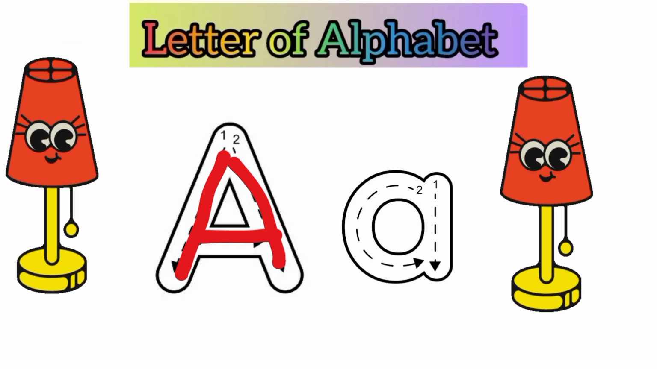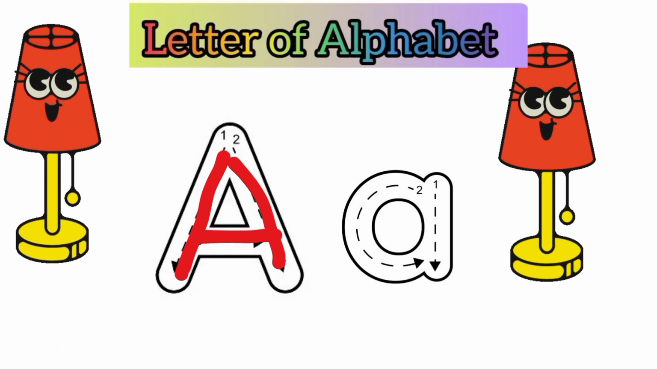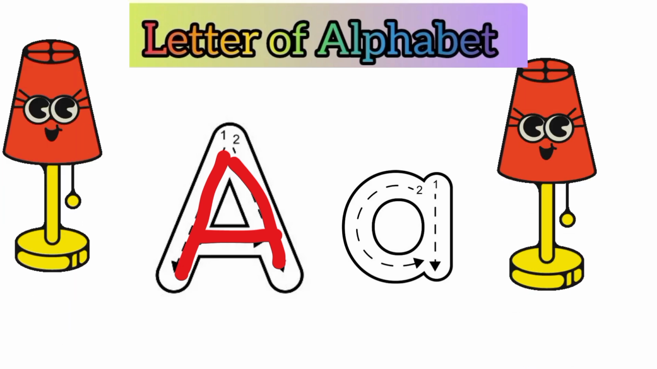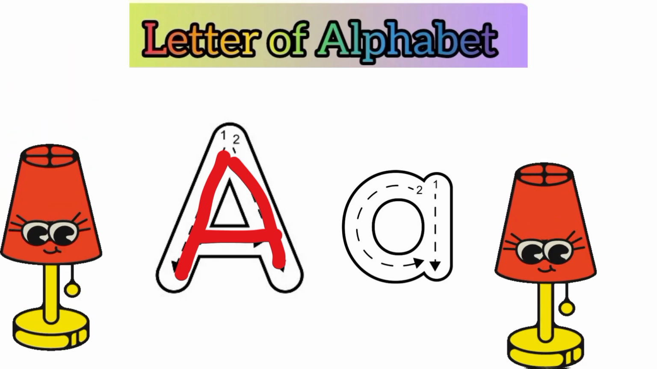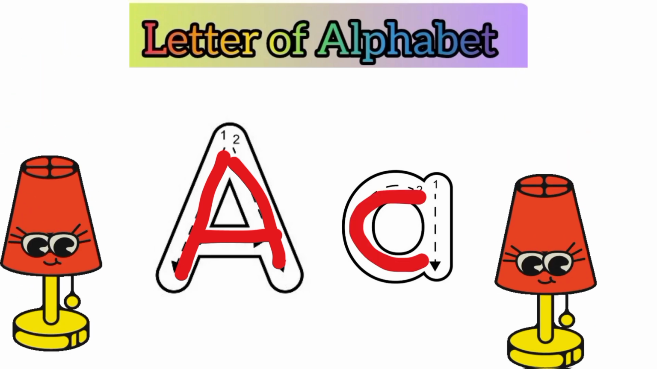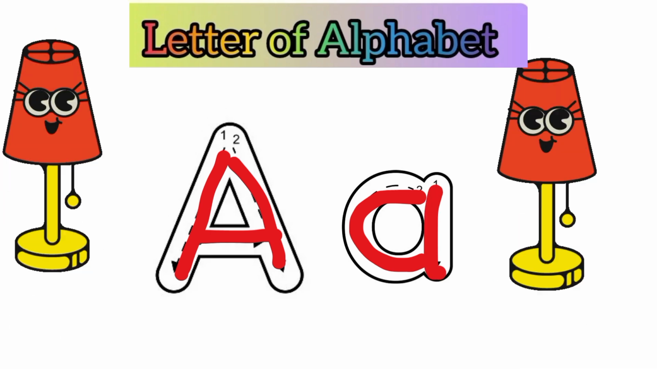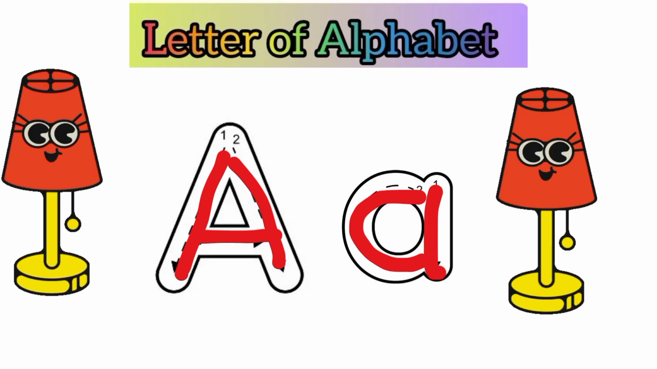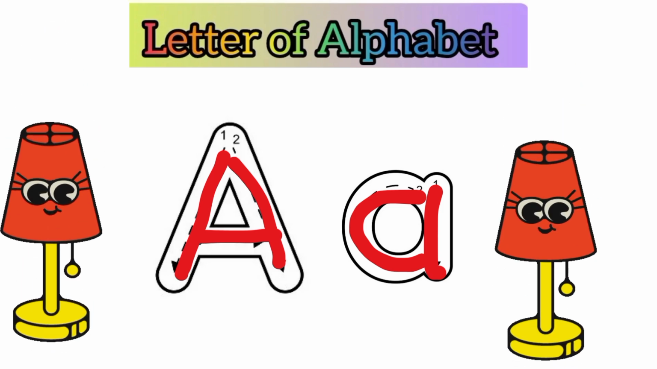Now let's do the lowercase letter a. For the lowercase letter a, we make two lines. First, make a curvy C, go up and come down. Very good. Now we are going to play a game.